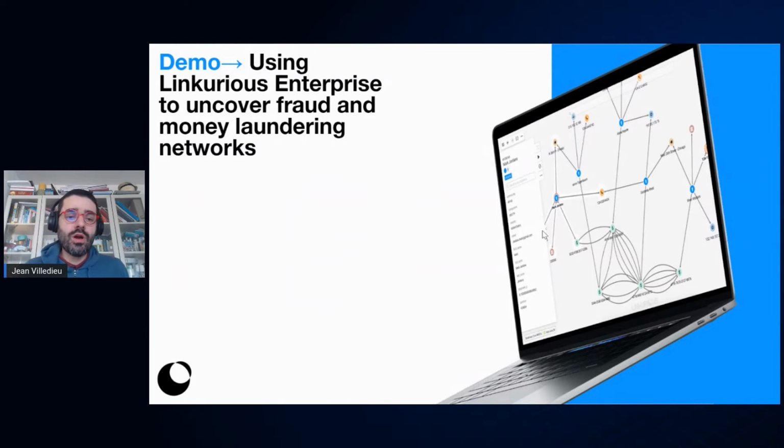Now I'm going to go through a bit of a demo of using Linkurious Enterprise to uncover fraud and money laundering networks. In this demo, we are going to use a dummy data set representing what a bank can have about its clients. So in this dummy data set, we will have clients. We will have some personal information related to those clients, such as emails, IP addresses, phone numbers, and addresses. We will also be looking at financial transactions, folks moving money around.